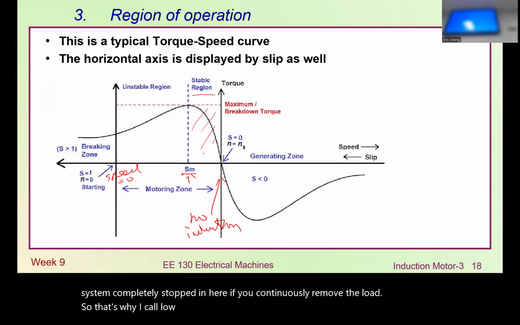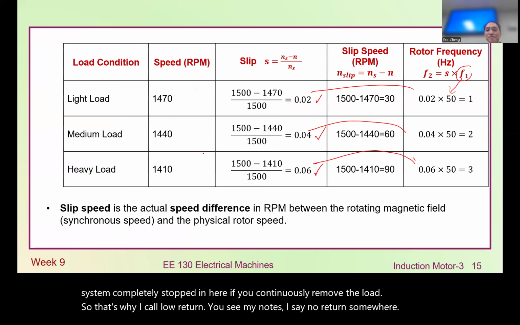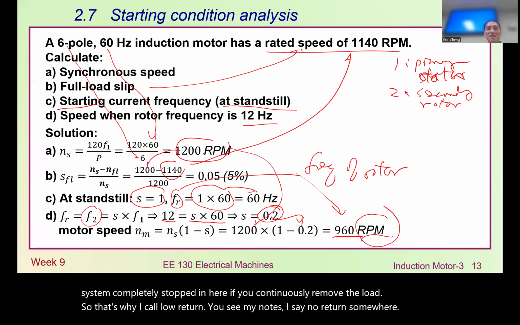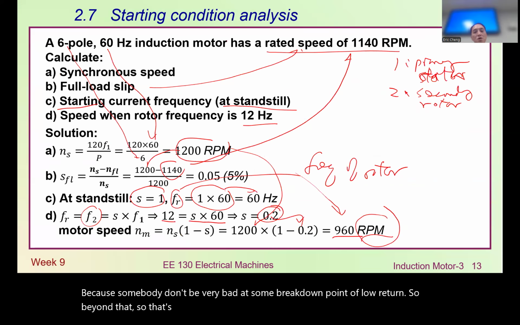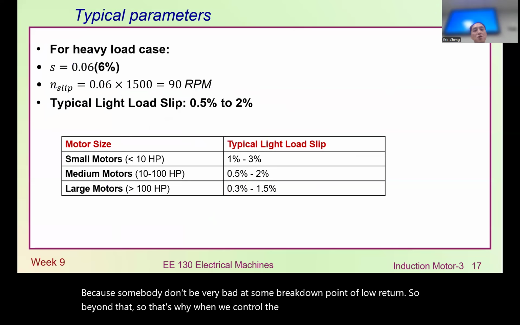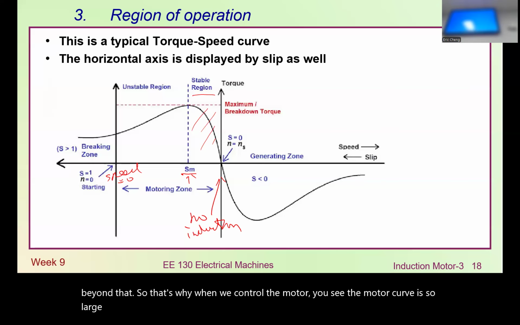You see my notes, I say no return somewhere. I don't remember where. Breakdown torque, point of no return. So beyond that, that's why when we control the motor, you see the motor curve has such a large range. So we can mostly control. We have this whole range to control.